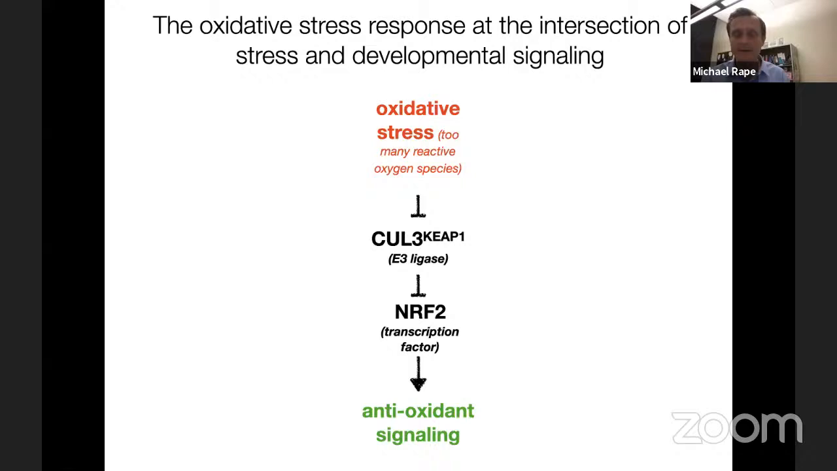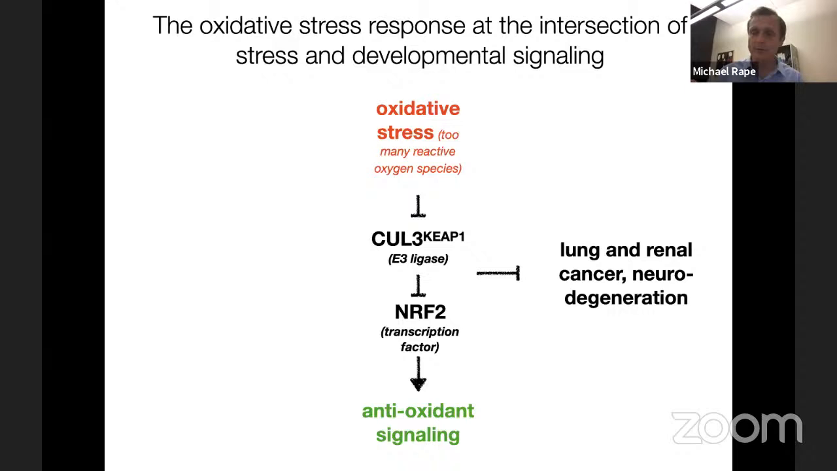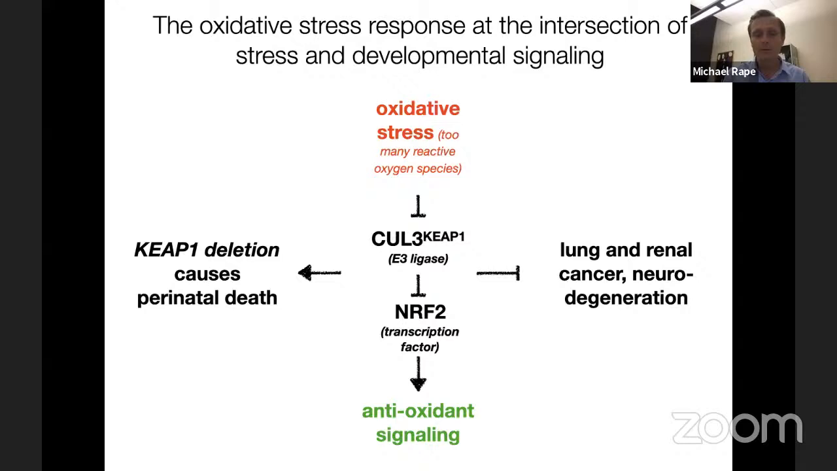Now, if you have inactivation of this pathway, you're really prone to diseases of aging, such as lung cancer or neurodegeneration. But if you mutate KEAP1 during development, you again have a very early phenotype, namely perinatal death, suggesting that it plays an important role in development as well. And again, this developmental role was completely not understood. But it was clear that if these stress responses are misregulated, it has very striking and bad consequences for an organism. So when Andrew came, we had two possibilities.